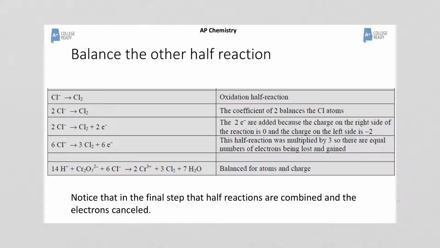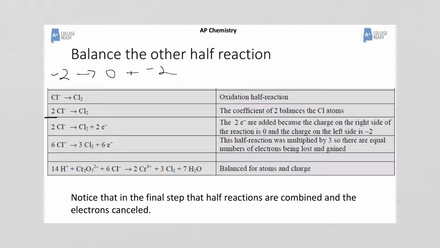So in this example, you see the 2 chlorides, that's negative 2 overall, and don't forget the coefficient, because a lot of times it's easy to just assume chloride's negative 1, but it is negative 2, so there's 2 of those ions. So we've got negative 2 on the reactant side, and then chlorine gas is 0. So you can see if we add those 2 electrons, now both sides are negative 2.